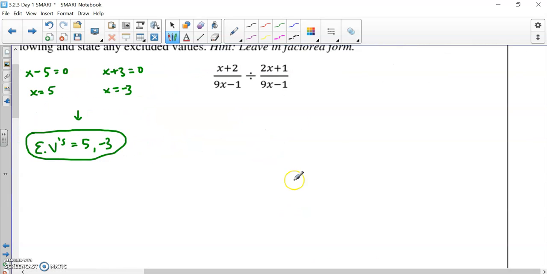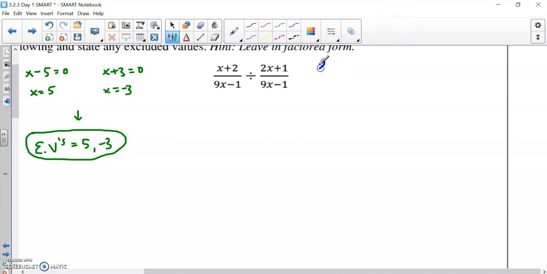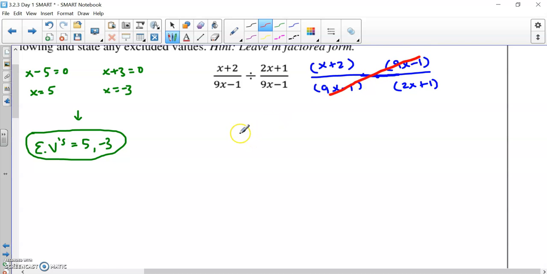This is a division example, so let's go ahead and start with our keep, change, flip process. So x plus 2 over 9x minus 1, we're keeping the first fraction as is. We're flipping the second one. So now it's going to be 9x minus 1 over 2x plus 1. And we change division to multiplication. So now, we know that when we're multiplying, it really pretty much is just one big old fraction. So we can cancel these 9x minus 1s, and that ends us up with x plus 2.